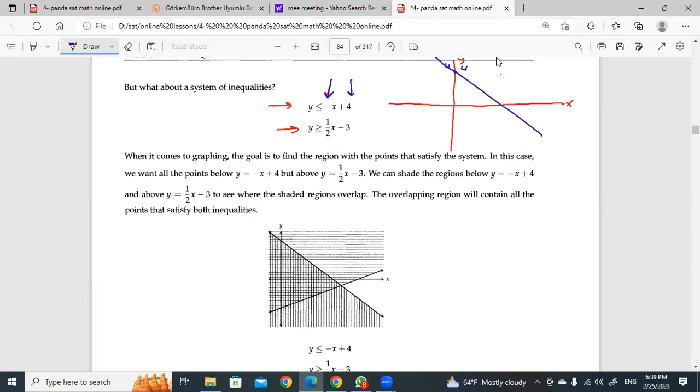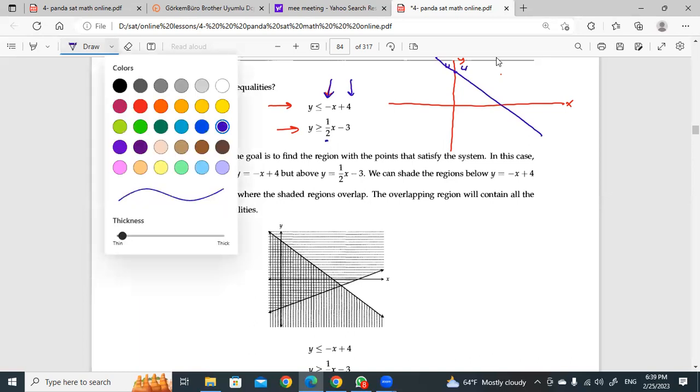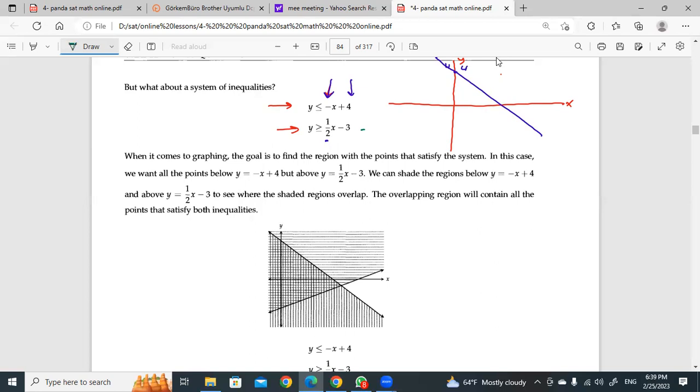And let me draw the second line. I have one half x, which is falling down or moving up? Up. Moving up. I will draw it in green. And what is the y-intercept of this line?